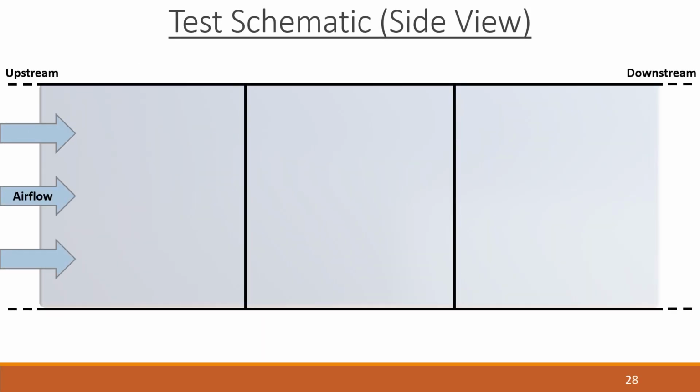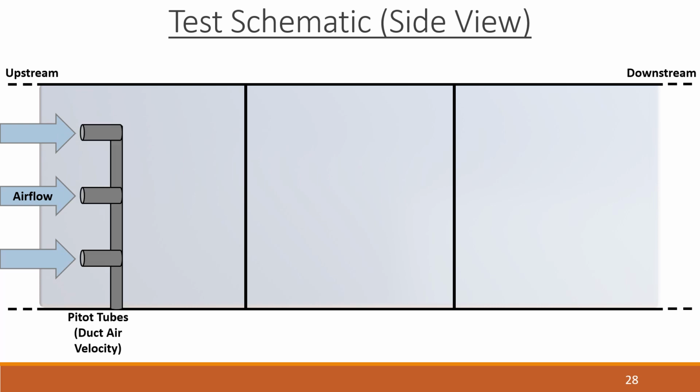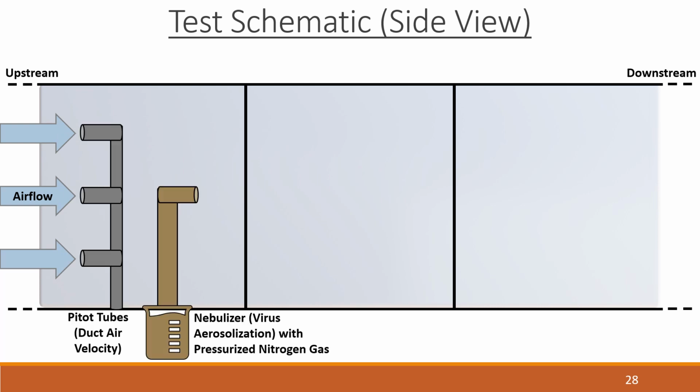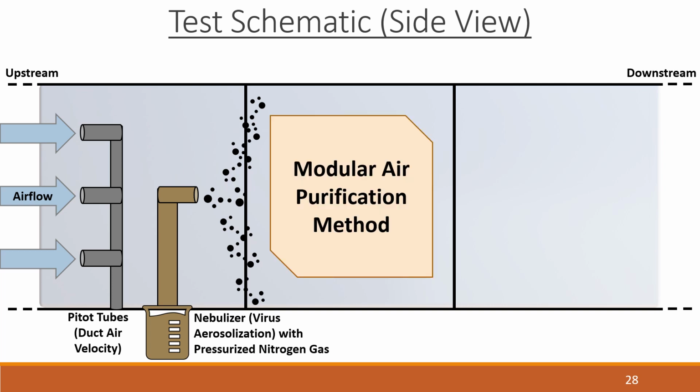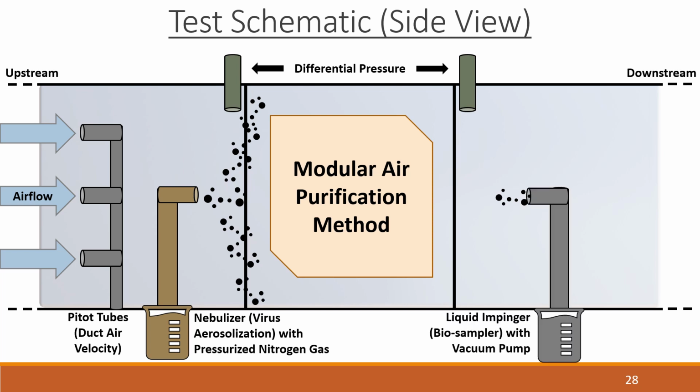As the fan pushes air through the system, pitot tubes measure the air speed. A nebulizer then sprays a certain volume of virus particles to be mixed into the airstream. The particles reach the air purification method with differential pressure sensors on either side. Then, the biosampler collects a certain volume of air to be analyzed for residual virus particles. The ozone sensor detects any ozone potentially created by the PCO methods.